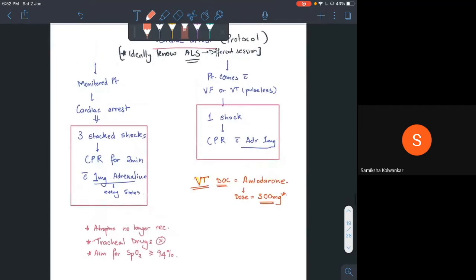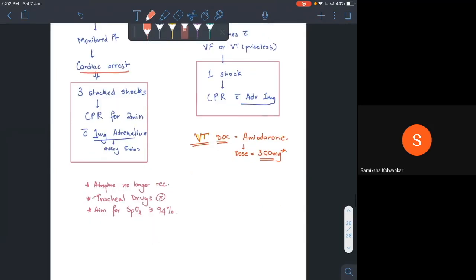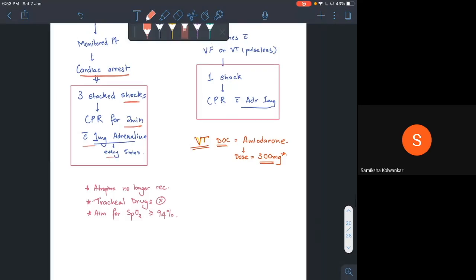Ideally, if you see a patient who's admitted in the ward, a monitored patient, who goes into cardiac arrest, which is basically flatlines, you need to give three stacked shocks, which is basically 100 to 360 joules of DC cardioversion. CPR initiated for 2 minutes with 1 mg of adrenaline given every 5 minutes. That's the basic protocol. That's what you need to know.